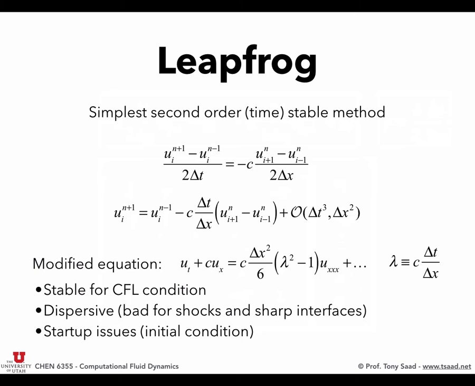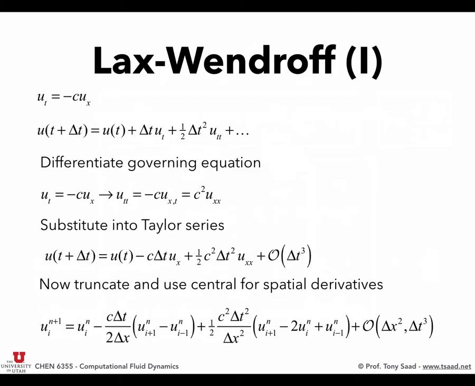You have this dispersion term, and lambda is the Courant number, okay? This is still stable for CFL conditions. It's really bad dispersive for shocks and sharp interfaces. So for smooth functions, all of these schemes work okay, all right? But once you are thinking about shocks or things like compressible flows, you cannot tolerate dispersion. Okay. Another scheme is the first Lax-Wendroff, which is for linear equations.